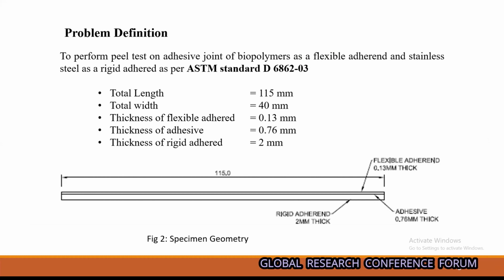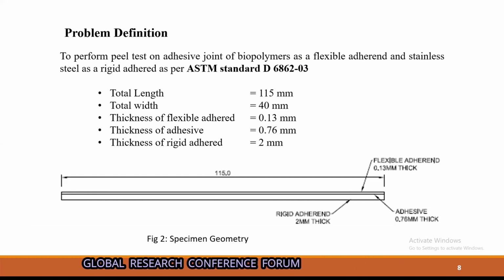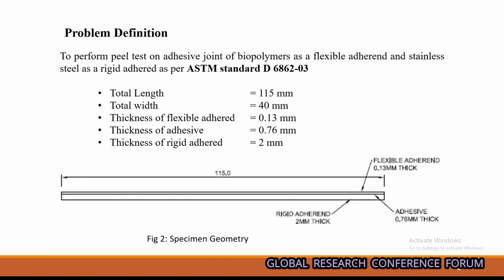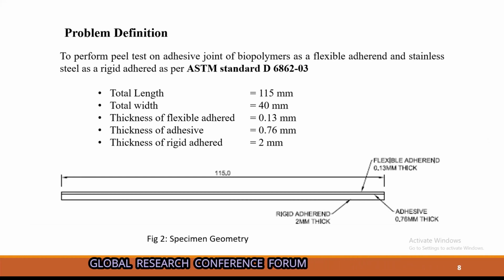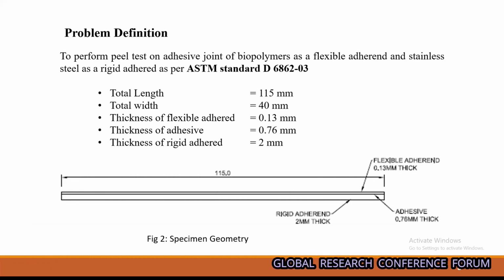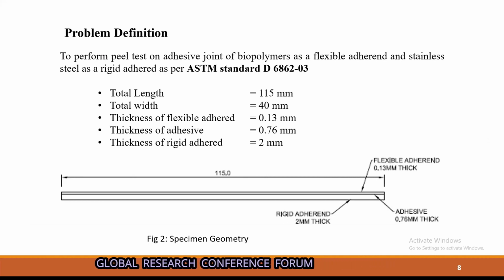This is the problem definition. For 115 mm length, we have to find out the peel strength. Total length is 115, width is 40, flexible adherent is 0.13 mm, adhesive is 0.76 mm, and rigid, that is stainless steel, is 2 mm, like that.